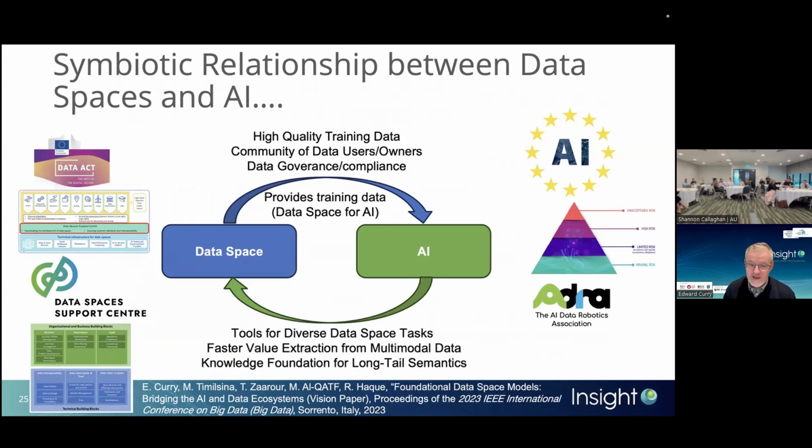But at the same time, AI systems can provide those tools to support diverse data space tasks. They can speed up the innovation cycles for extracting knowledge and insight from multimodal data, whether it's text or images. And basically, they can provide that knowledge foundation to be able to work with that long tail of data. So, looking at those good enough approaches, how do you work with all the data that exists in your data space, whether it's in a schema or not? These generative AI approaches can help to support that.